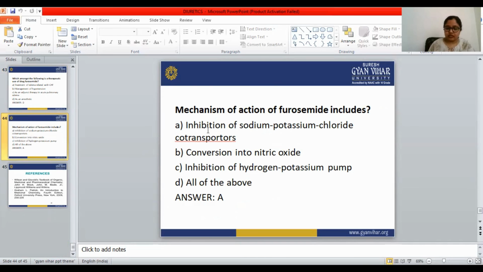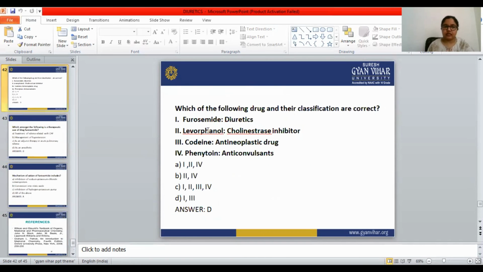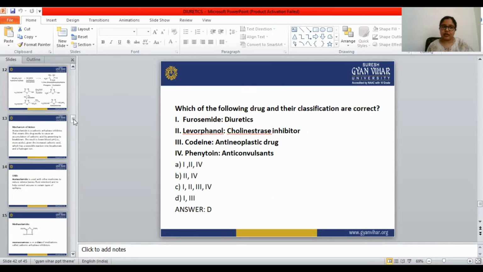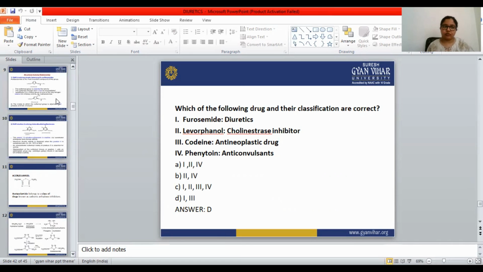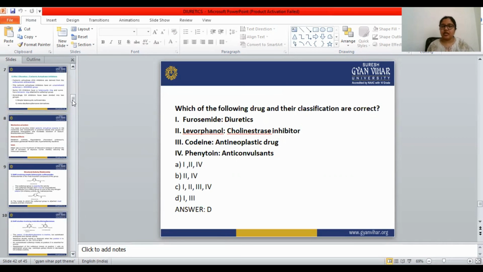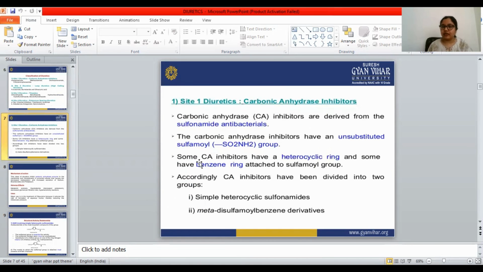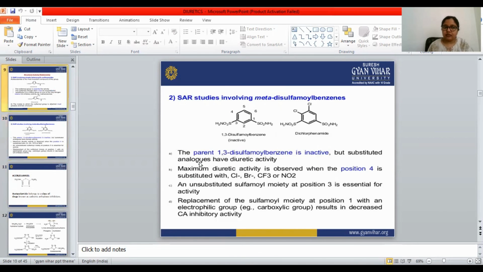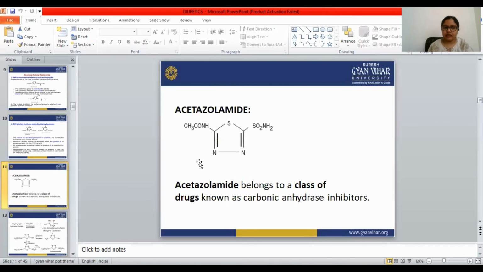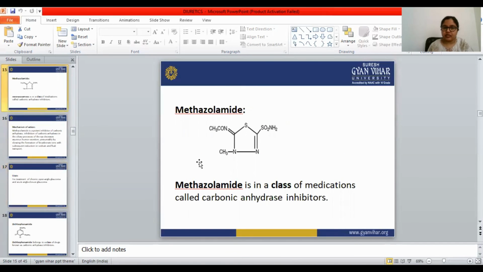In this chapter we have already seen the carbonic anhydrase enzyme. Mainly the carbonic anhydrase enzyme we have discussed in today's topic. The carbonic anhydrase inhibitors are divided into two parts: the heterocyclic sulfonamides and the disulfamyl benzene derivatives. The examples of the heterocyclic sulfonamides are acetazolamide and methazolamide.